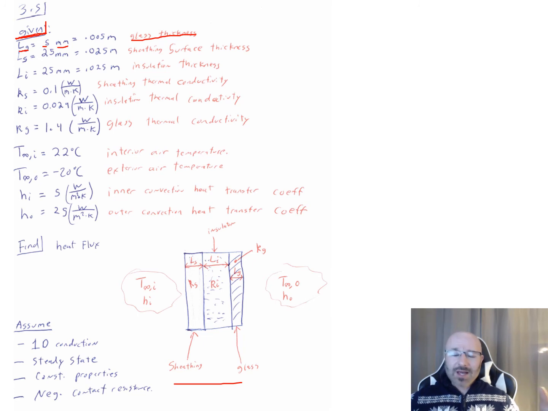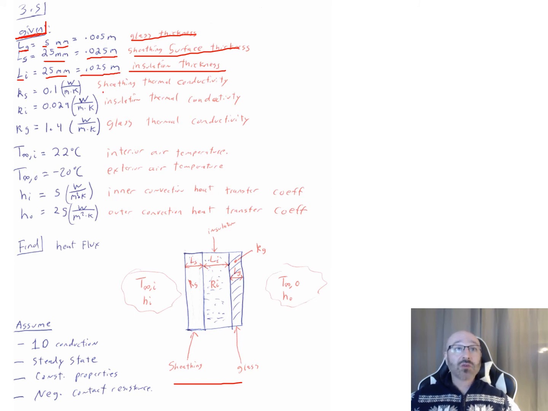So right away I decide, rather than worrying about doing my unit analysis later and conversion of units within the governing equations, let's just do the switch all over, convert them all to meters right here on our given page. So I go right here from 5 millimeters is 0.005 meters. My L sub G, or my sheathing surface thickness here, is 25 millimeters, or 0.025 meters. My insulation thickness right here now, my L sub I, is 25 millimeters, or 0.025 meters right there.